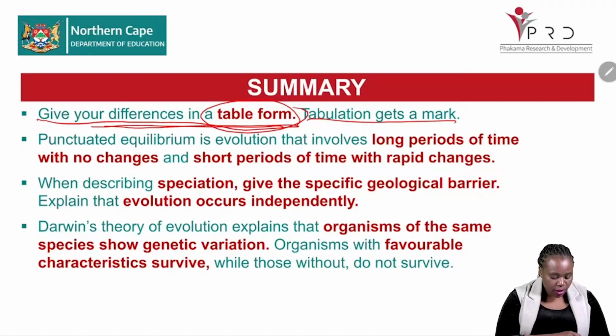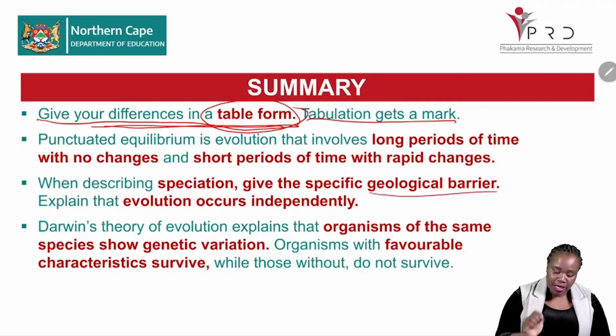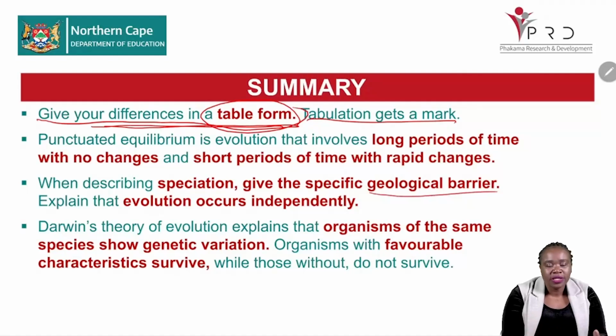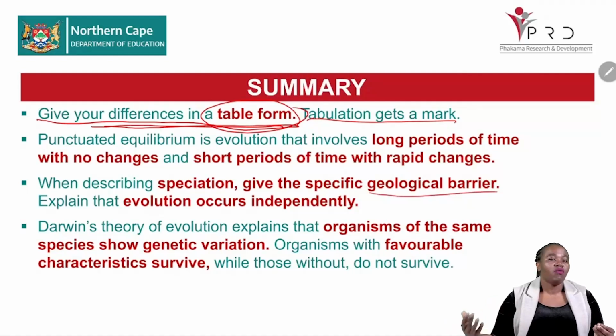Okay. And then when you are describing speciation, you should give the specific geographical barrier, right? You should be able to give that so that you can get that compulsory mark as well, and also explain how evolution takes place independently between the two populations and how they will then be unable to interbreed should they mix again, because they would have changed over the years, right? And the fact that there is no gene flow between those two.